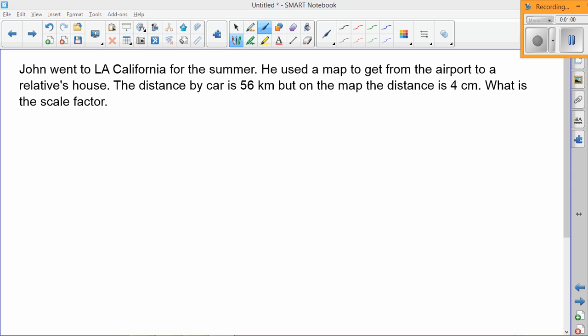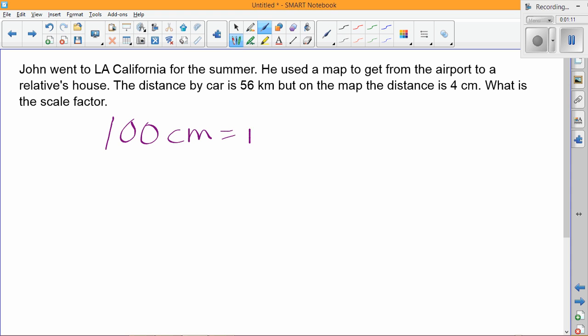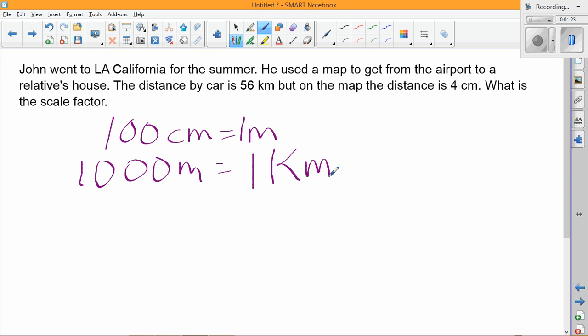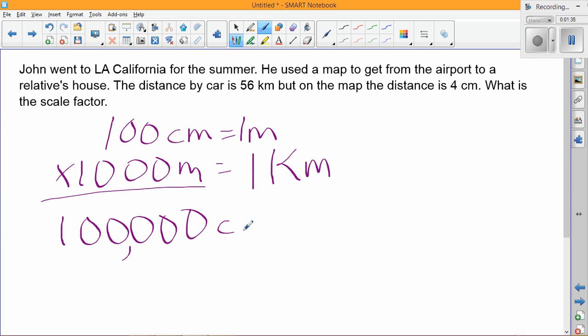So I know that there are 100 centimeters in a meter, and I know that there are 1,000 meters in 1 kilometer. Therefore, if I take 100 times 1,000, I'm going to end up with 1 with 5 zeros after it, which is 100,000. So in 1 kilometer, there are 100,000 centimeters.